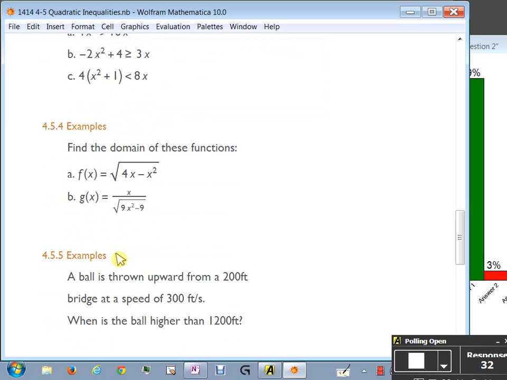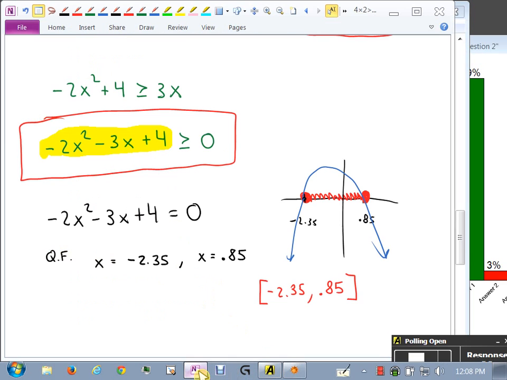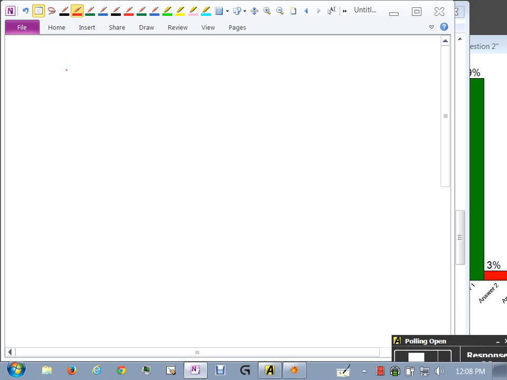All right, so let's see some domain problems. This is definitely something you're going to see on the test, all right? Finding domains of these functions. So let's start with that first one. Find the domain of this function. f of x equals square root of 4x minus x squared.